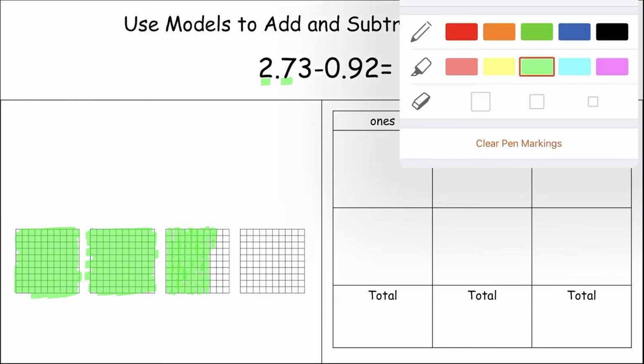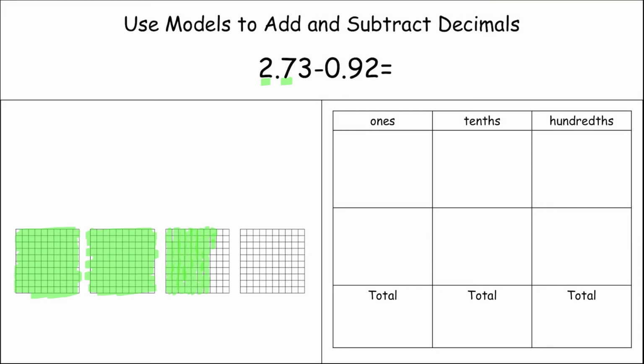But because I'm subtracting, this time I am going to take away 9/10. Take away 9/10. 1/10, 2/10, 3/10, 4/10, 5/10, 6/10, 7/10, 8/10, and 9/10. And take away 2 hundredths. 1 hundredth, 2 hundredths. How many hundredths are left? 1 hundredth.